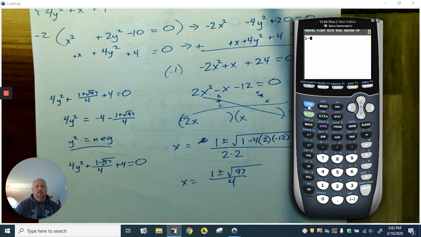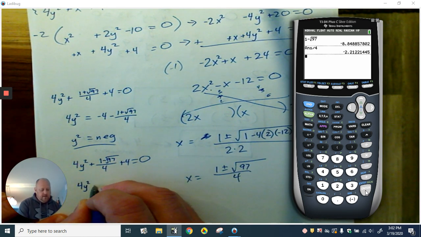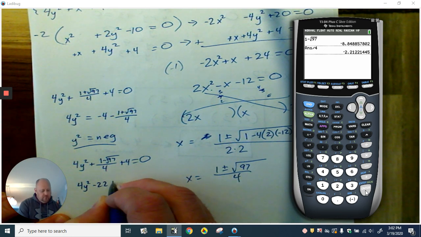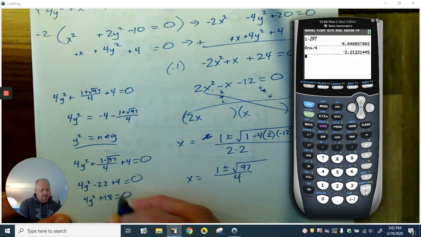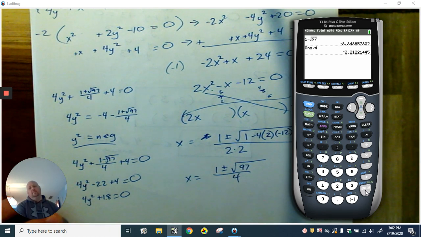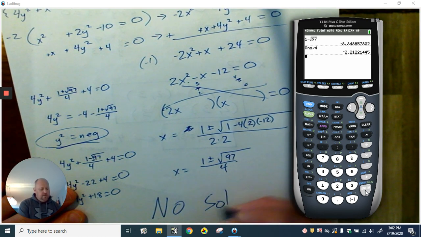1 minus the square root of 97. Get that answer, divide that answer by 4, and I've got negative 2. Well, that tells me this is like negative 2.2 plus 4. That's going to be a positive 1.8-ish. And then when I move that over, it's a negative, and I'm in the same boat. So this one actually has no solution at all.